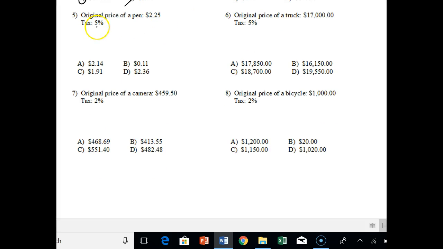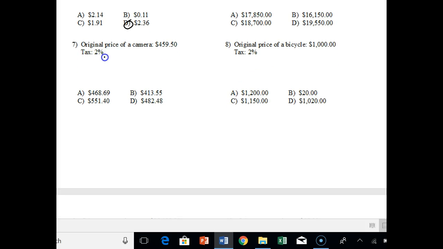So for a pen, it's $2.25. The tax is 5%, so that's 100 plus 5, which means we're paying 105% of the price. So you have $2.25 times 1.05, and 225 times 1.05 gives you $2.3625. So where does this round to? It rounds to $2.36. D.